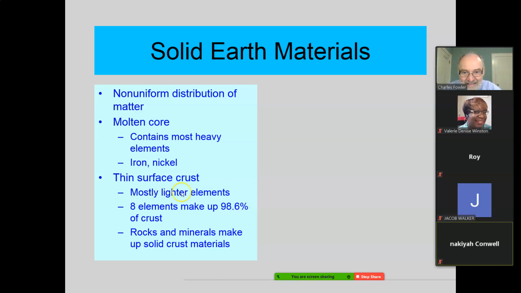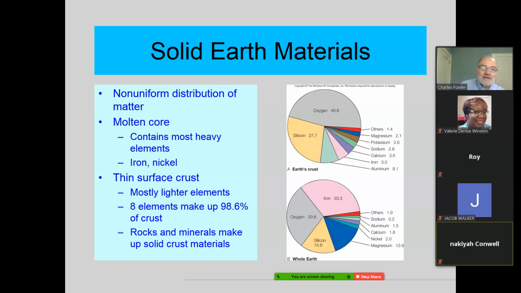Well, again, I have to click the slide to get it to advance. Okay, here they are. Now we're going to start with the Earth's crust. And you might say, this slide is wrong. We're talking about solid Earth materials. And what is the number one element in those solid Earth materials?